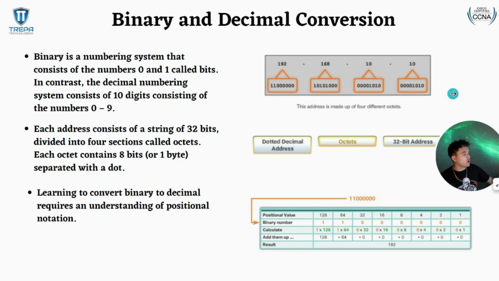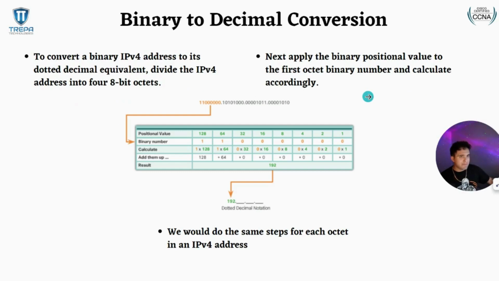Let me go to my next slide to go over this, because we're going to need to use something called the binary positional table. So, how do we do our binary to decimal conversion? To convert an IPv4 address to its dotted decimal equivalent, we're going to divide the IPv4 address into 4 octets. So this is showing you how to convert binary into decimal. So now we have these 32 bits, and we have our binary positional values, or our binary table.